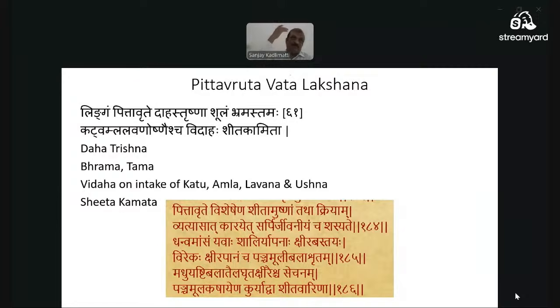There, purvam tu unam karyam pashchat tu murdhvirechanam, kurtavanta virekasha, there it is the anuvasayeta. But here yapana basti and shira basti are there. Vireka is indicated, kshirapana is indicated, with Panchamula and Bala. See, laghu Panchamula and Bala can be used for giving the kshirapana. Madhuyashti bala taila ghrita shirascha sechanam, panchamula kashayena kuryadva shitavarina.